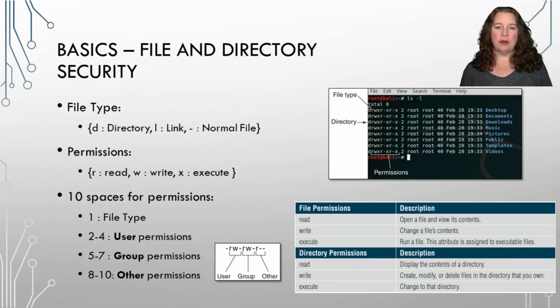In the white example here, it breaks it down even more. User, group, other. So in that one, it's read, write, dash, which means the user can't execute. Read, write, dash, the group can't execute.